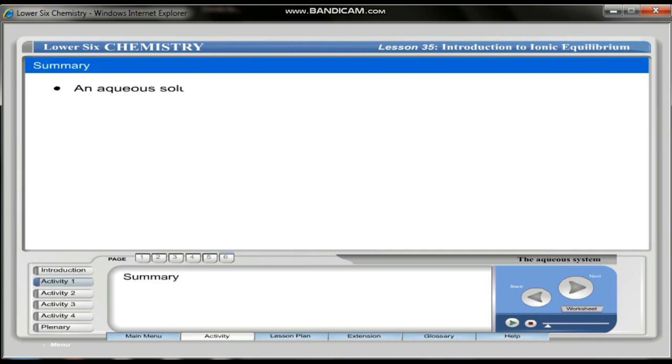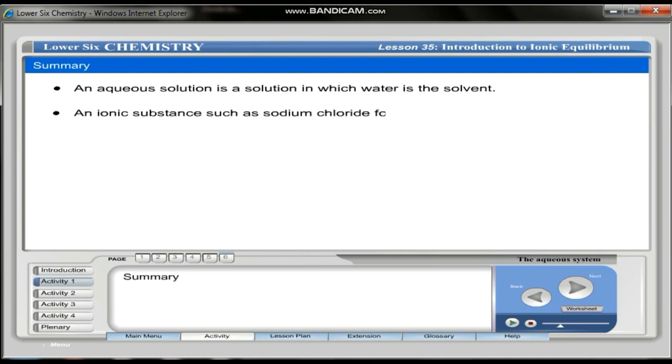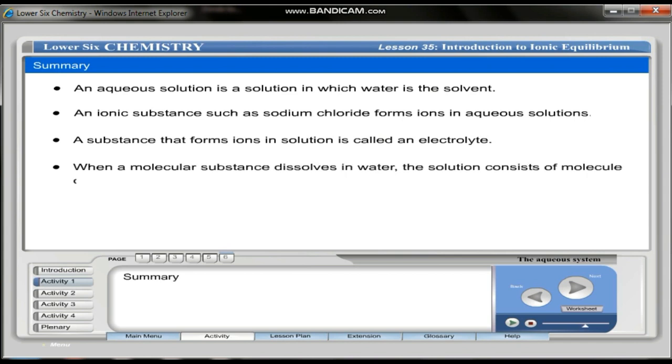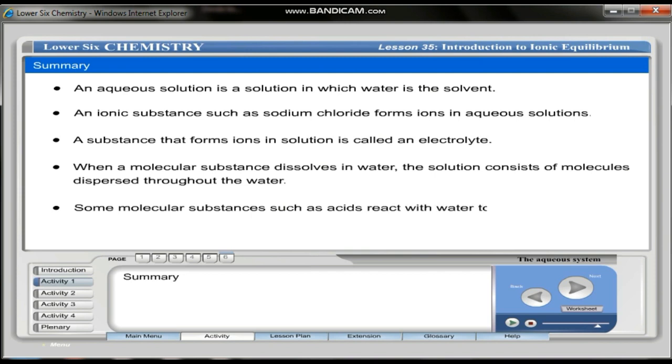Summary: an aqueous solution is a solution in which water is the solvent. An ionic substance such as sodium chloride forms ions in aqueous solutions. A substance that forms ions in solution is called an electrolyte. When a molecular substance dissolves in water, the solution consists of molecules dispersed throughout the water. Some molecular substances, such as acids, react with water to form ions, one of which is the hydronium ion, H3O+.